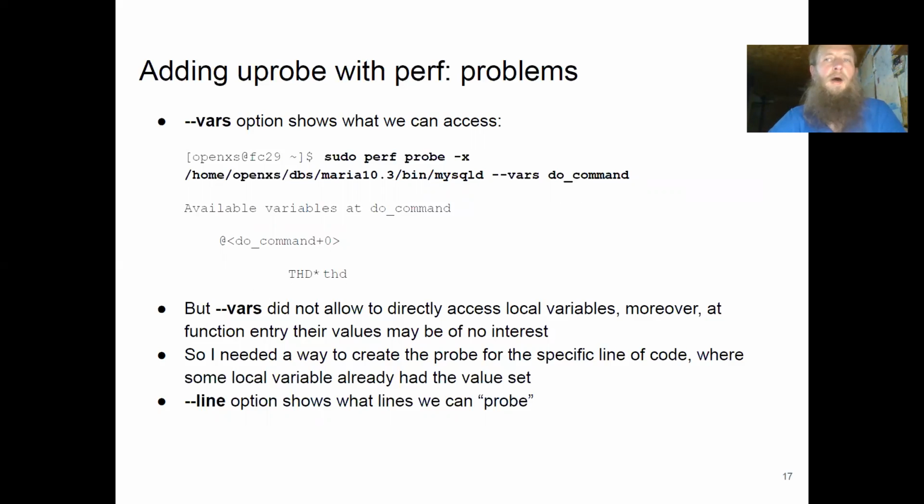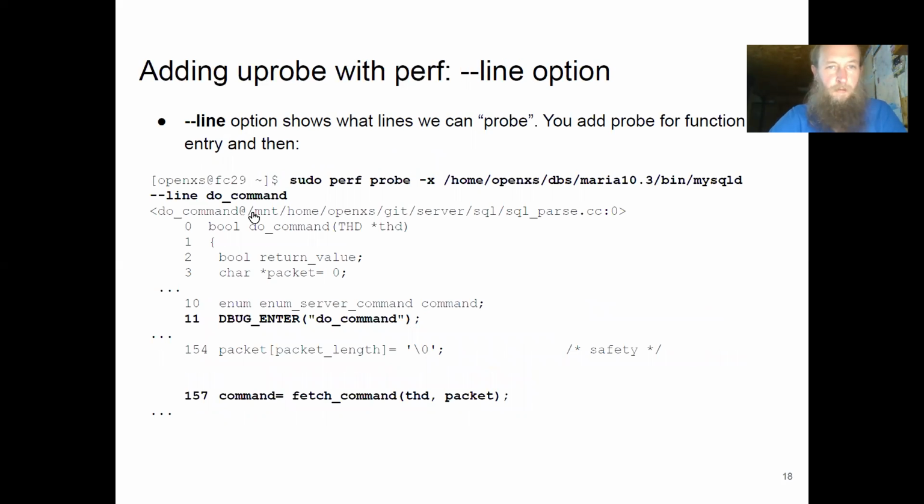By making this study, I found out that I can add probes not only to the beginning of the function, but to actually any step inside the function, almost any step. There is an option called line that shows where you can add the probe inside the function. So when I called it for do command, this is by the way the printout for the debug binaries, I found out each line of the code has an offset from the beginning of the function.